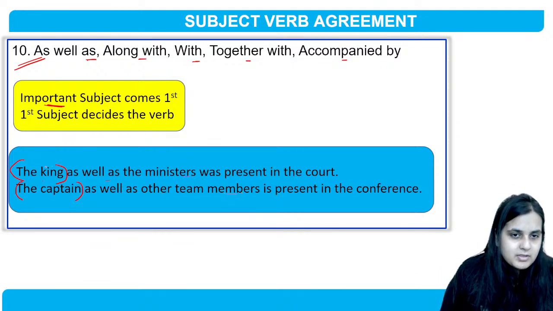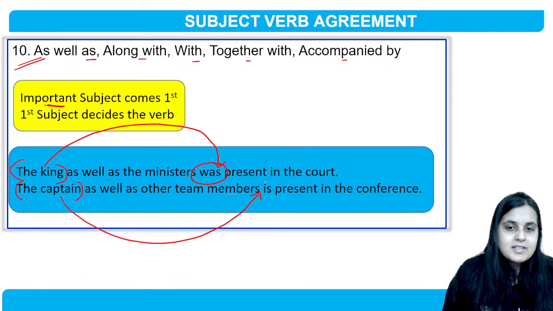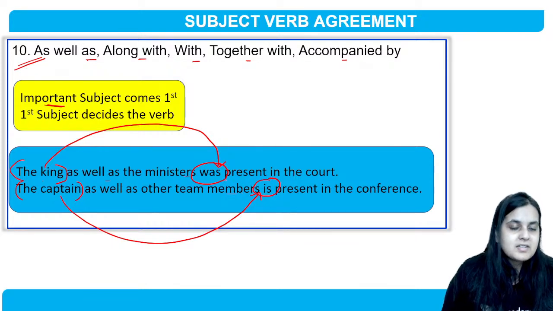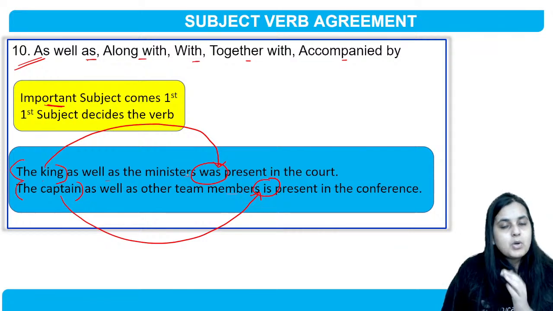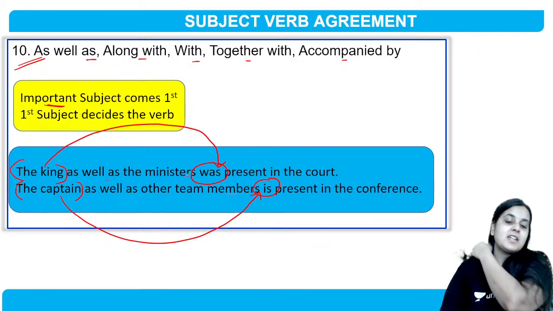Now because the important subject comes first, that important subject itself will decide the verb. So here king है, king singular है, इसीलिए आप बोलोगे was present. Captain है, captain singular है, इसीलिए आप बोलोगे is present. Captains होता तो are present. Kings होता तो were present. But ये second subject का कोई लेना देना नहीं है in order to decide the verb. The important subject comes first and it is the important subject which decides the verb.